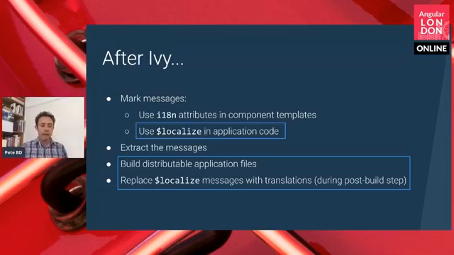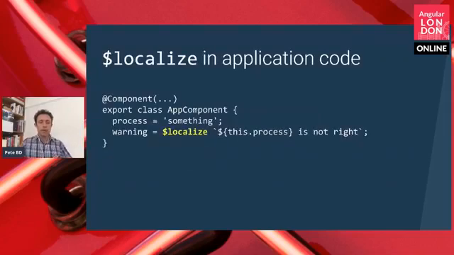The other main difference is that instead of translating this code in the Angular compiler, we can leave these $localize message tags all the way through to the very last part of the build, after we've done the minifying and everything, and then we can do the translation at that point.